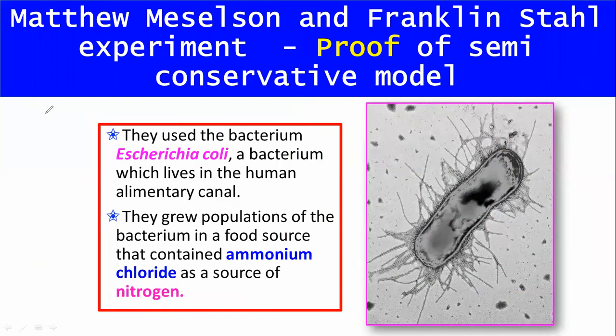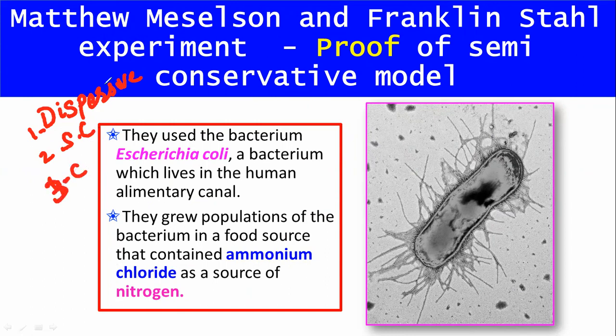What were the three types of replication? The dispersive, the semi-conservative. I'm just writing in short bullets. And number three is going to be full conservative. So we have to now check which one is true for the replication of DNA.